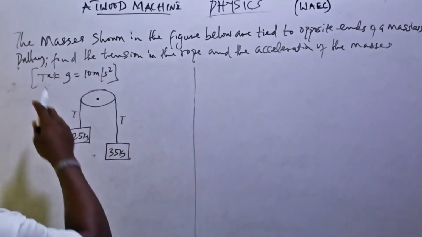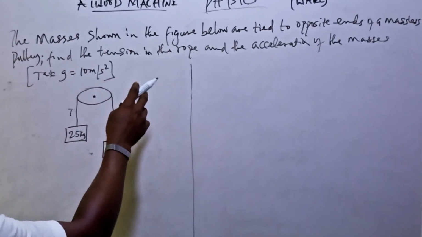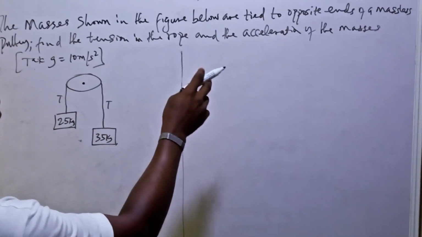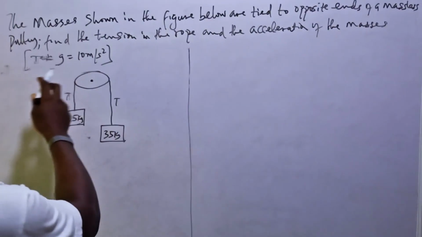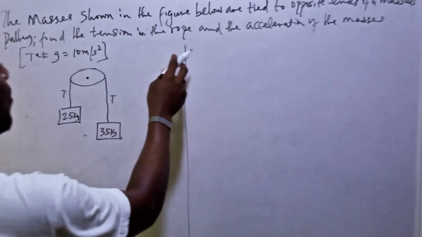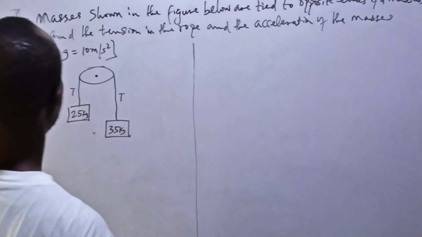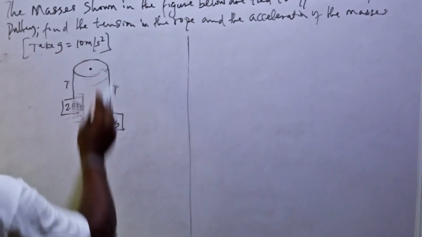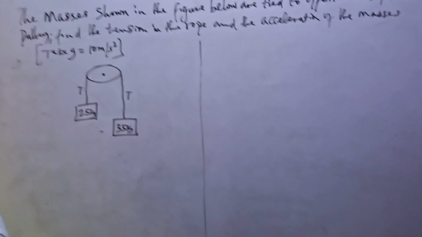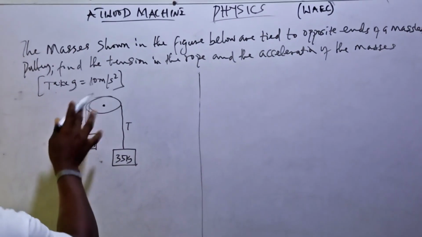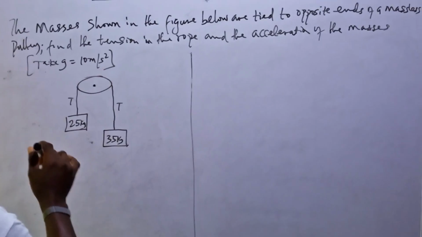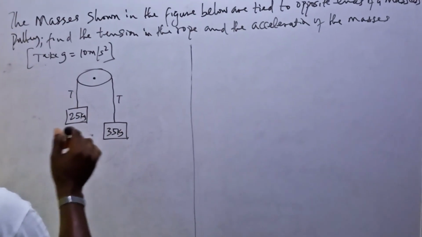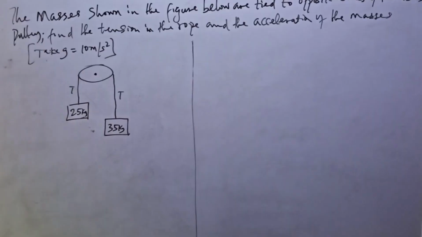It says the masses shown in the figure below are tied to opposite ends of a massless pulley. Find the tension in the rope and the acceleration of the masses. It says take g equals 10 meters per second squared. Like I always say, if it's stated, it's stated. If it's not, you assume g to be 9.8 meters per second squared.